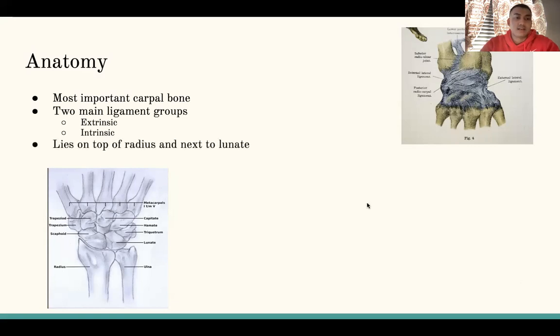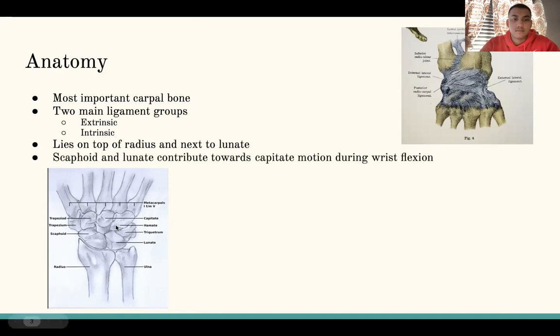The scaphoid also lies on top of the radius and is next to the lunate. As you can see right here, scaphoid, there's your radius and your lunate. The scaphoid and lunate work together and contribute towards capitate motion during wrist flexion.